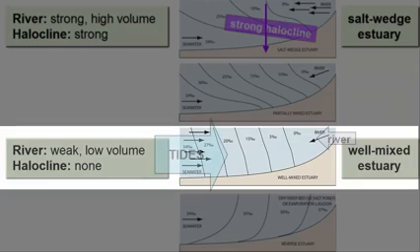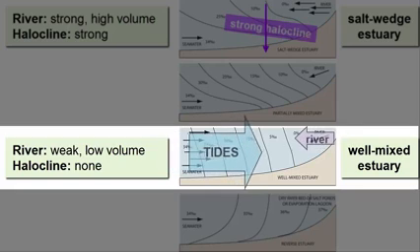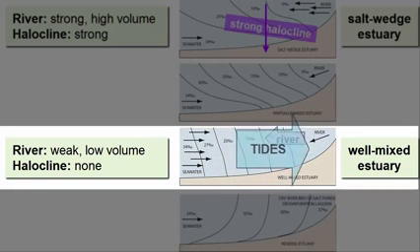The opposite of that is a well-mixed estuary, where weak, low-volume rivers enter the ocean and the tides overwhelm and simply absorb that water in increasing amounts. The surface water and deep water are the same, so there is no halocline.